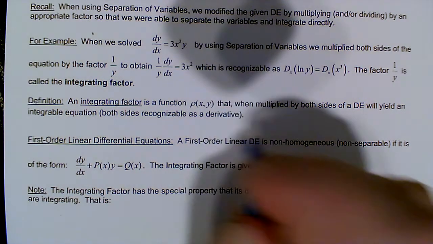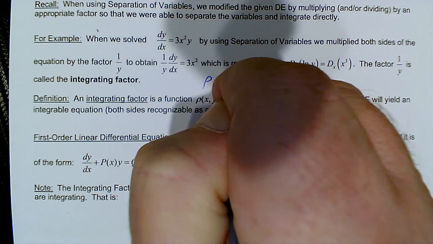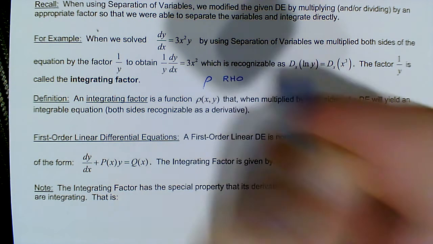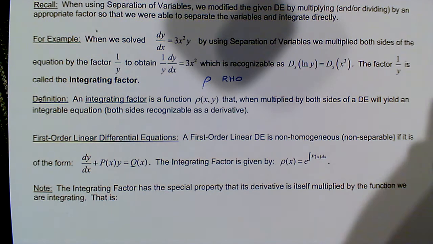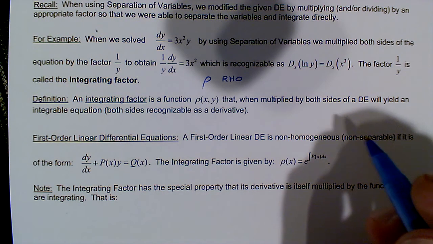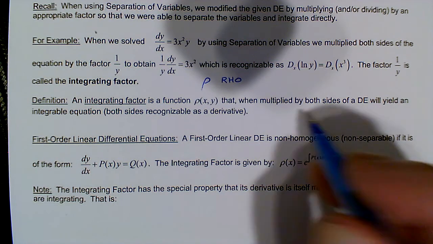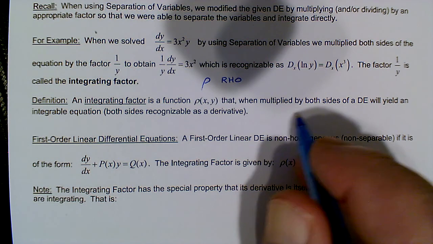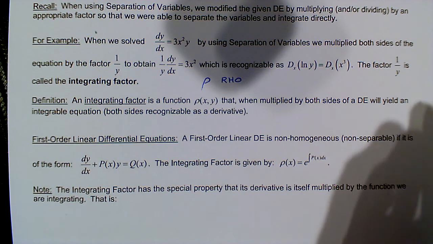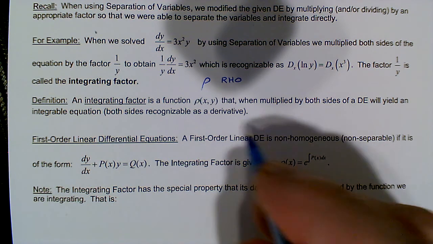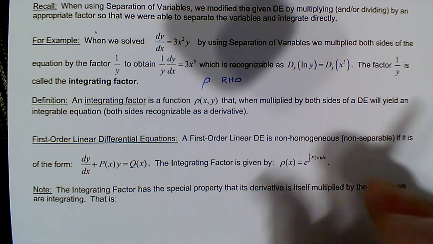Now this Greek letter here is rho, lowercase rho, and that's how I make my rho. And we define that to be the integrating factor. It could be a function of both x and y, and it's the factor that when we multiply both sides of a differential equation by it gives us something we can integrate, or in other words, both sides are recognizable as derivatives.